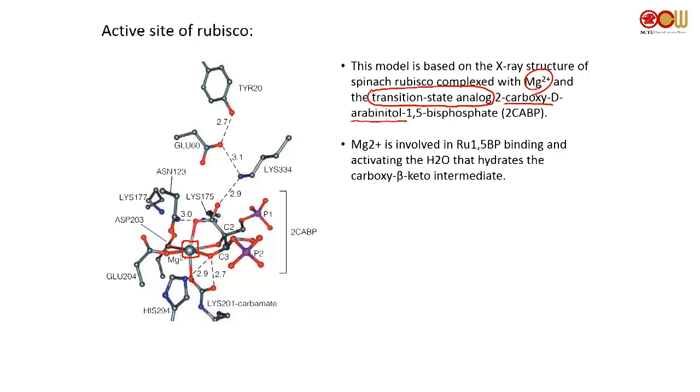Because what they noticed is that you have a magnesium ion here, and they found that magnesium is involved in the RuBP binding and in activating the water. So as always, magnesium participates in reactions. It's a metal ion that can assist in reactions.